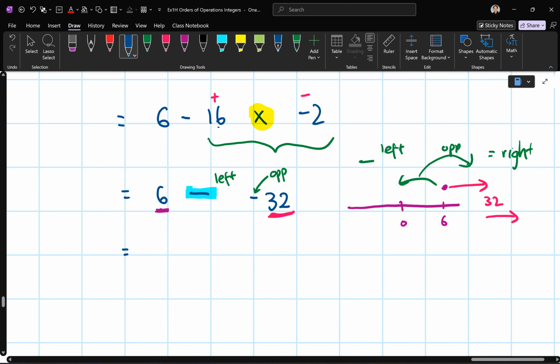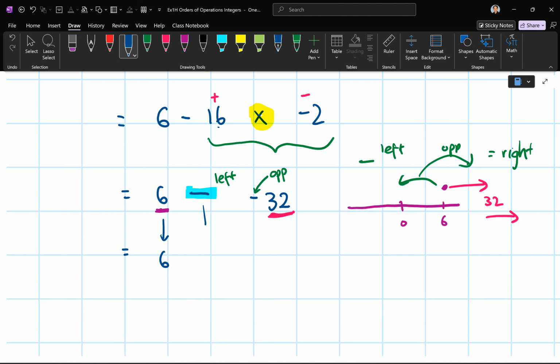Now, if we rewrite this, it's very confusing to write minus a negative. So what I tell you in class is to rewrite this as 6 minus a negative. We just realized we're actually going to the right. But if you're going to the right, which operation is that?